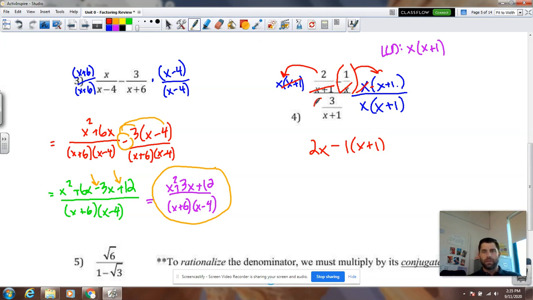In the denominator, I'm multiplying this term here by my LCD, by the x plus 1. All that happens is those x plus 1s divide out. So I'm just left with the leftovers, 3 times x.